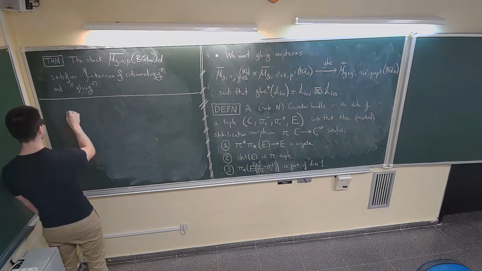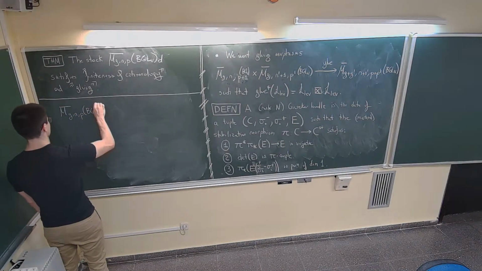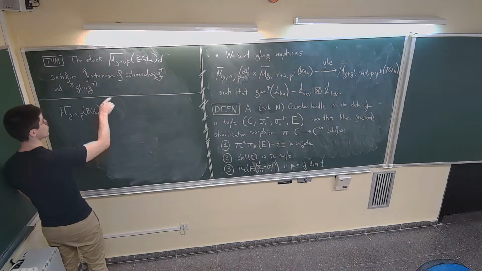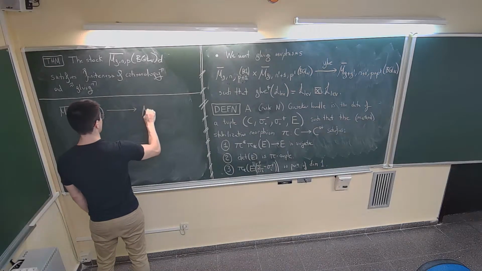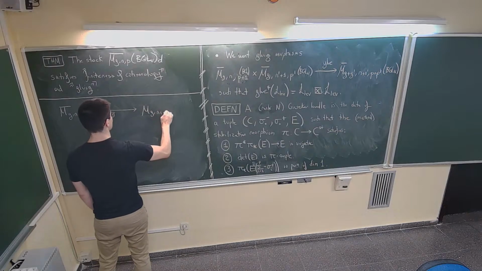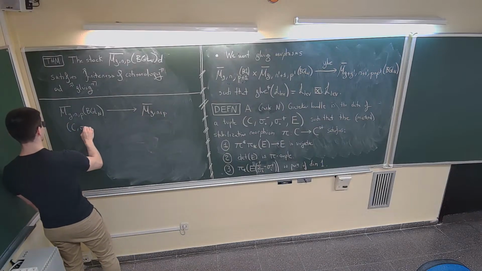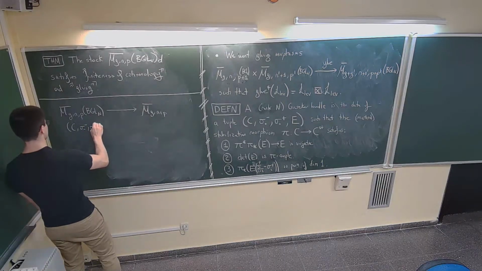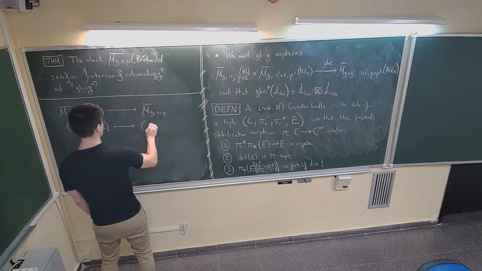So we have an evaluation morphism, or we have a forgetful morphism, like this. Let me ignore the degree for now because I'm not going to need it. And we can go to the stack of stable marked curves. I just take my curve with the minus markings, the plus markings, and E, and I can map it to its stabilization.